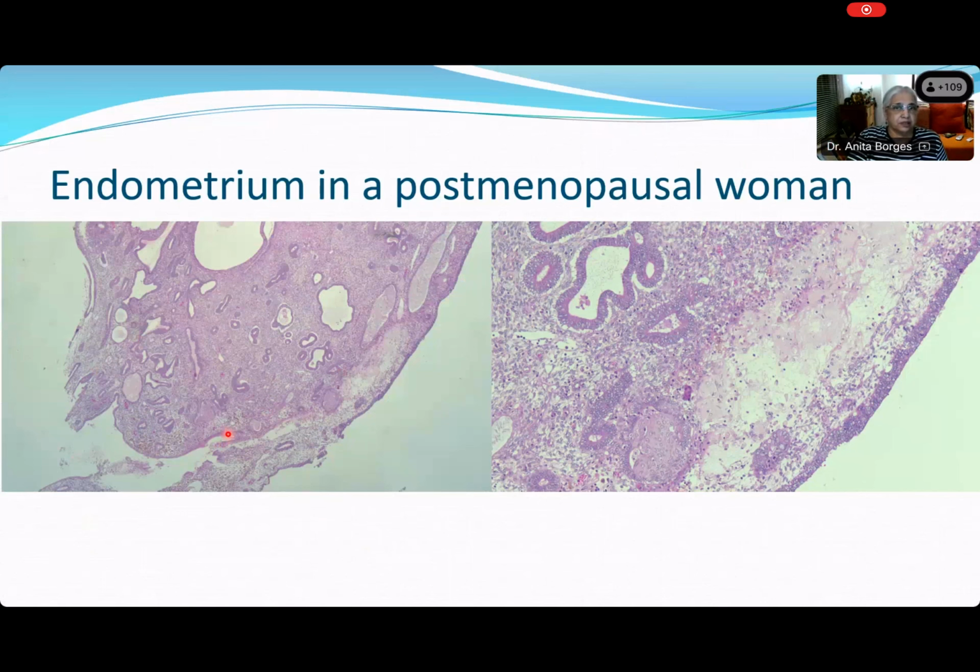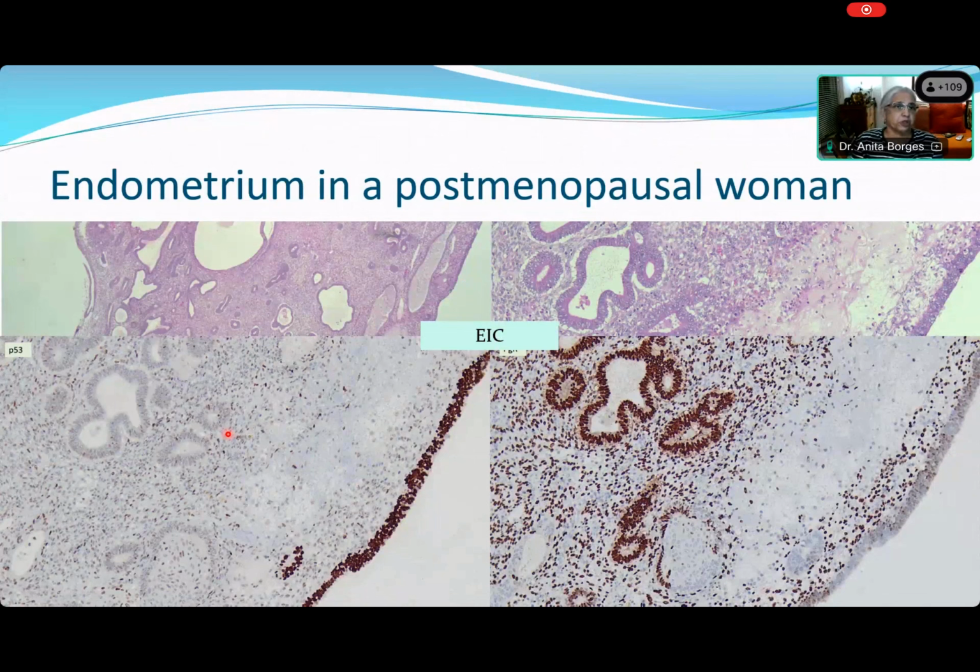What did I say that in an endometrium in a postmenopausal woman we should do? We should do P53. There you go, block positive of P53. This is endometrial in situ carcinoma. Very important to think about in a postmenopausal woman, particularly if you start seeing some atypia in the gland. So this is not atypical hyperplasia. Do the P53 and figure this out.